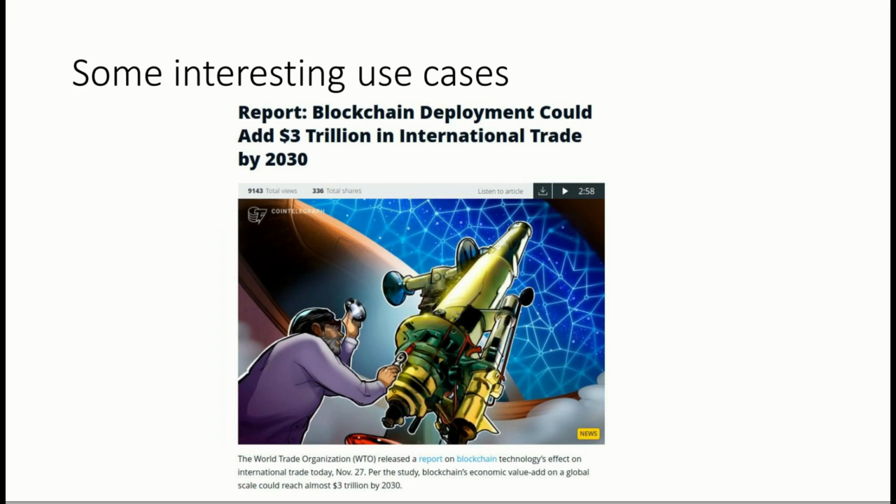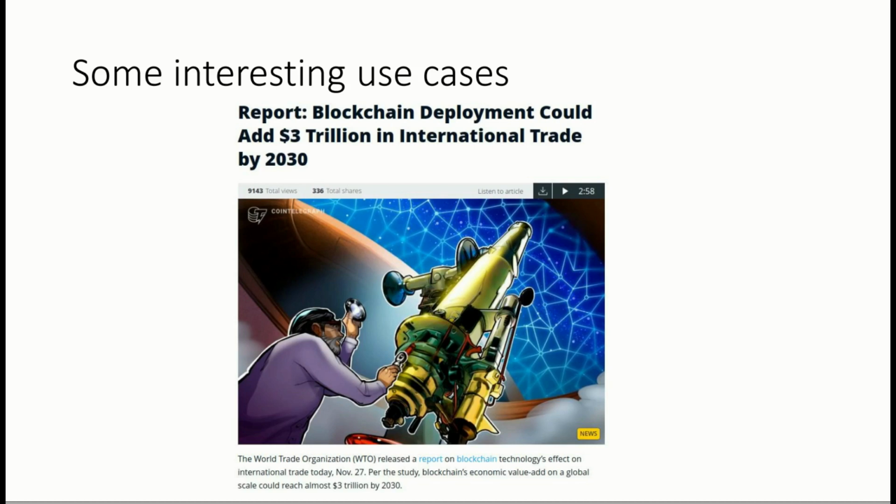All right, I want to finish out just talking about some interesting use cases and implementations where we're starting to see this technology used and some of the value that players in the market are getting out of it. But first, I'll just start with a very interesting report that was released by the World Trade Organization.